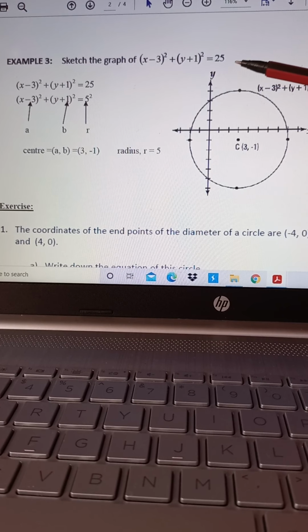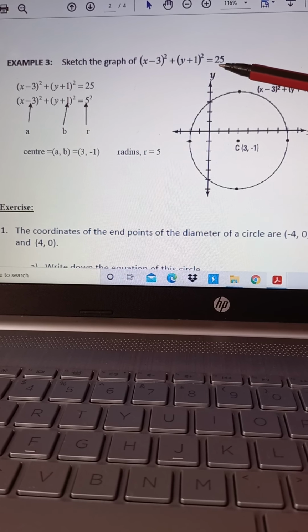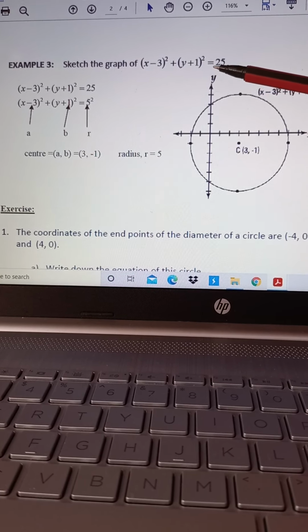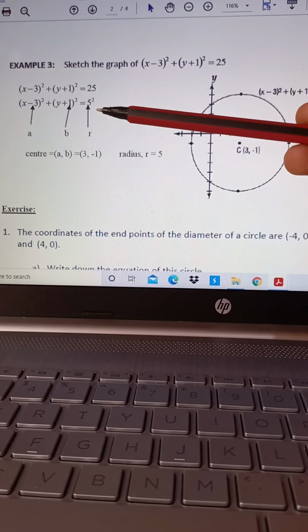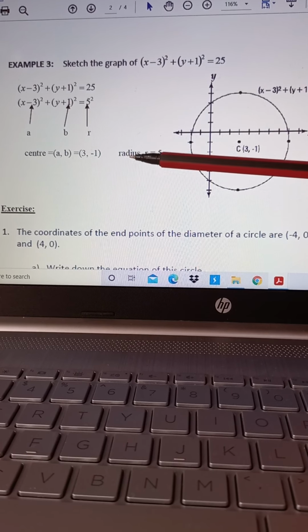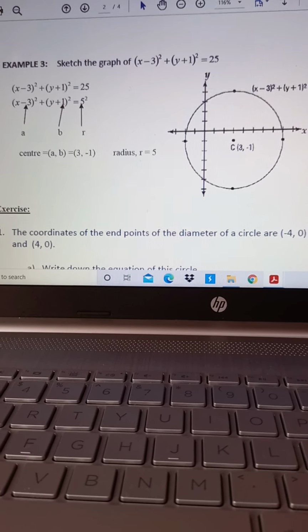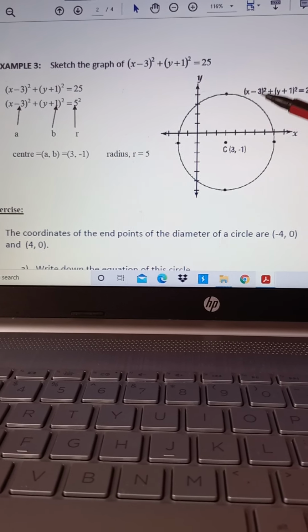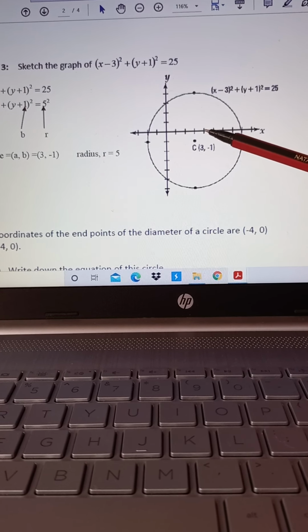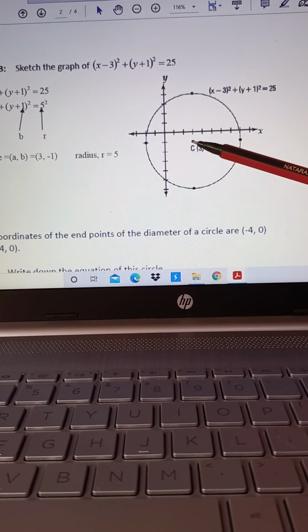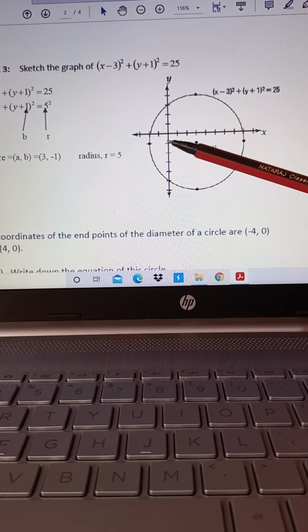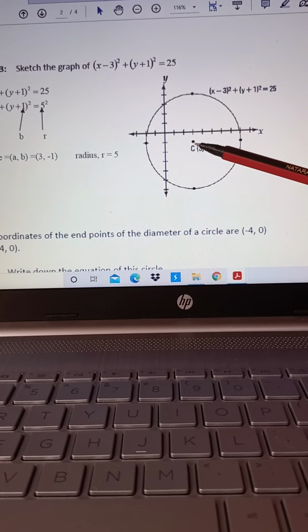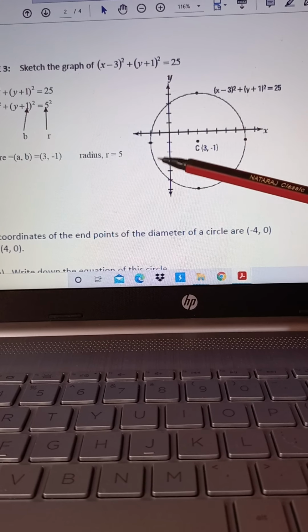This number here at the back, we square root it to find the r value. The number is 25. So what is the root of 25? 5. Where our radius r is equal to 5. And then we just go ahead to plot our graph. For the graph, we need to plot the center first. So 1, 2, 3 and negative 1 on the y. That is our center. Now how to draw the graph?